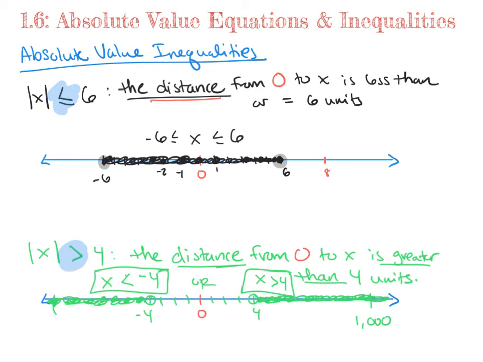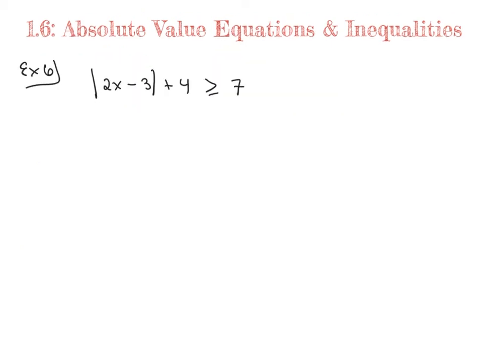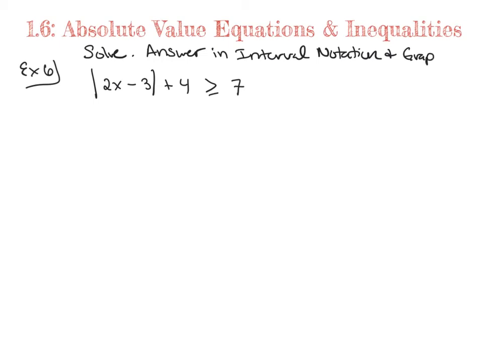Okay, let's talk about this in regards to some specific examples. So if we're going to solve absolute value inequalities, we usually need to do 3 things. We usually are asked to solve, write our answer in interval notation, and graph our answers on a number line. You're not always asked to do all 3 things, but frequently you are.